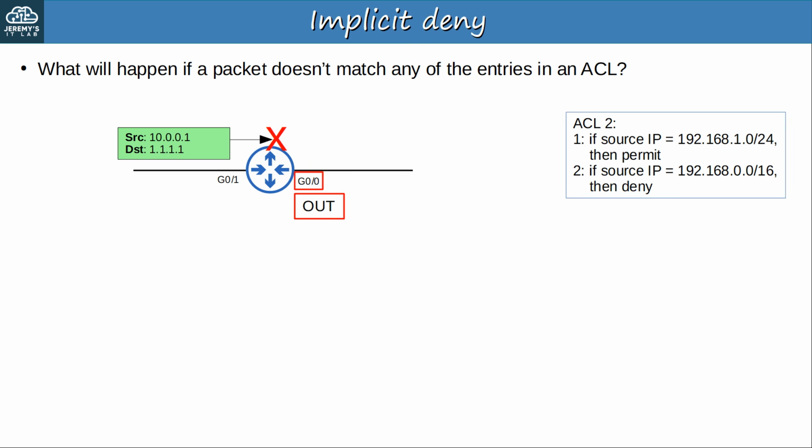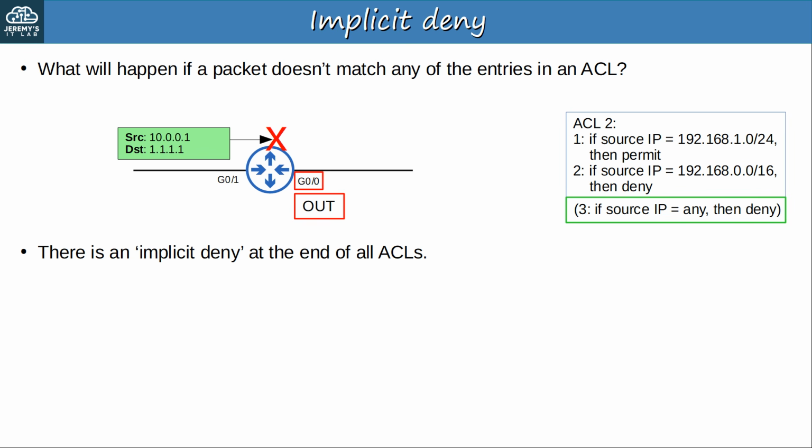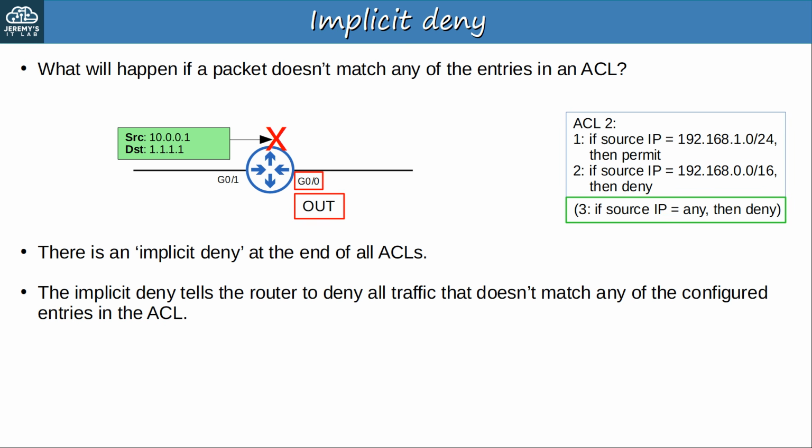This is what we call the implicit deny. Even though there is no entry in the ACL telling the router to deny the packet, it's like there is an invisible entry at the end: if source IP equals any, then deny. This is true for all ACLs. To summarize this point, there is an implicit deny at the end of all ACLs. This tells the router to deny all traffic that doesn't match any of the configured entries in the ACL. Always be aware of the implicit deny when configuring ACLs, or you might deny traffic that you didn't want to deny.